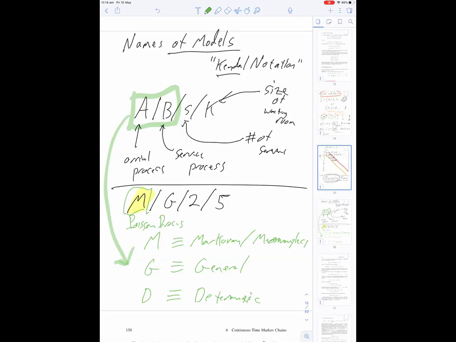So it means that individuals or items or whoever is being served in the queue arrive according to a Poisson process, which is a Markovian memoryless process. So at every time instance, the chance of somebody arriving is independent of what has happened previously.